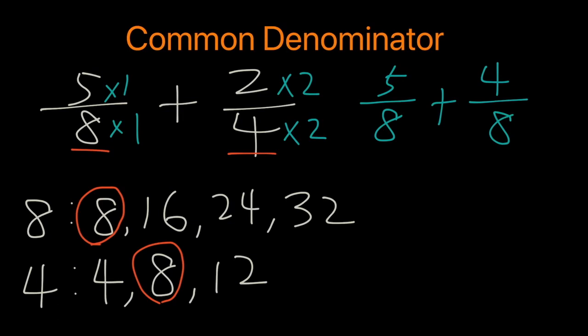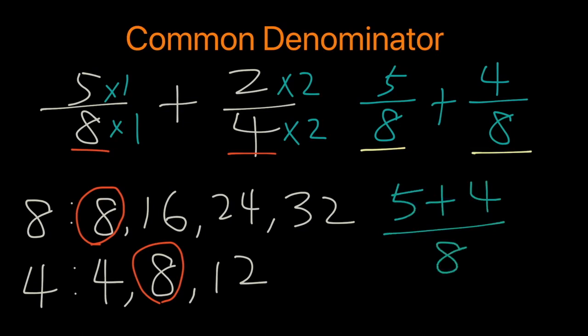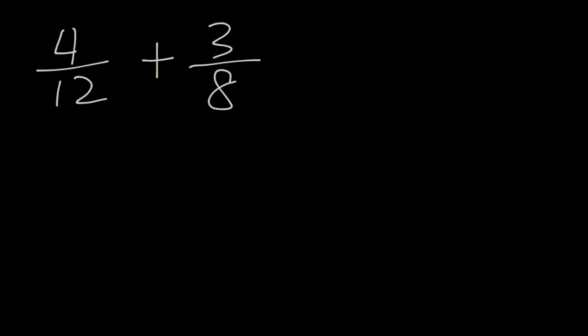Now we have a common denominator, and now we can solve this question by taking 5 plus 4 over 8, and that equals 9 over 8. Now what about this question? Again, we're gonna look at the common denominator first and do the same thing as the previous example, where we're gonna multiply them, the sequence of numbers.